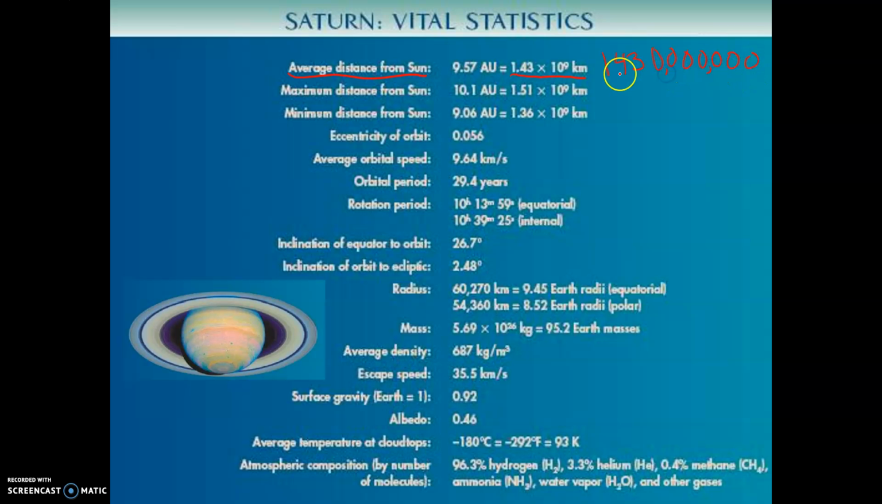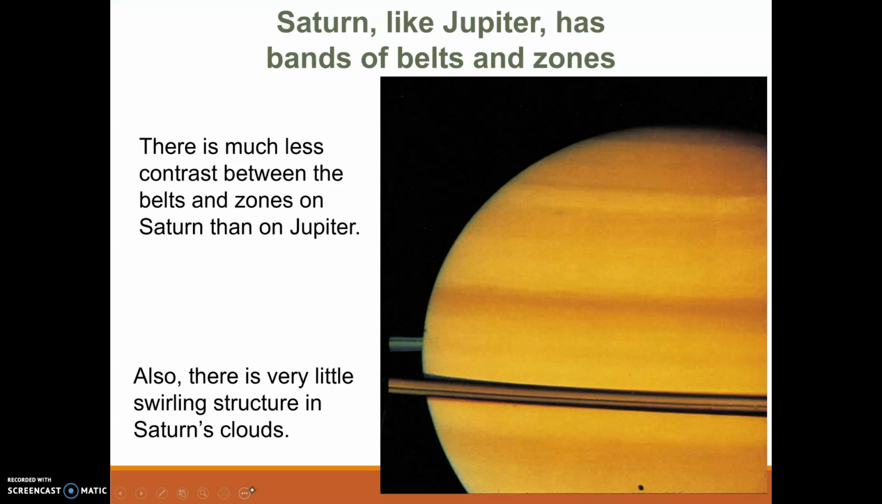So we can see how large our distances are as they move further and further away. Another thing that we want to look at here is our orbital period of 29.4 years. And then taking again a look at our composition of our atmosphere here and our average temperatures. So we can see a lot of hydrogen, helium, some methane, ammonia, and some water vapor.